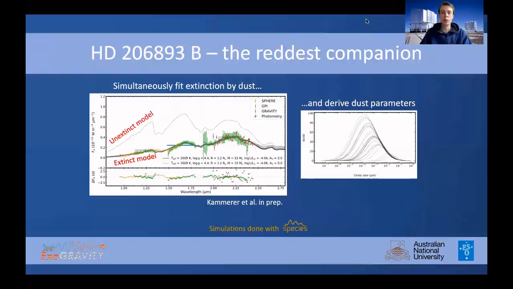Our team obtained a GRAVITY K-band spectrum of HD 206893b, and we fit the entire available data with atmospheric models to which we have added additional extinction by enstatite dust. With these models, we obtain good fits to the SED of HD 206893b and infer a relatively low mass and very high extinction. Moreover, by simultaneously fitting the dust parameters, we can put constraints on the maximum grain size, for example.